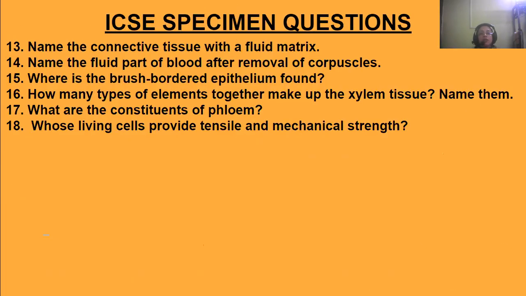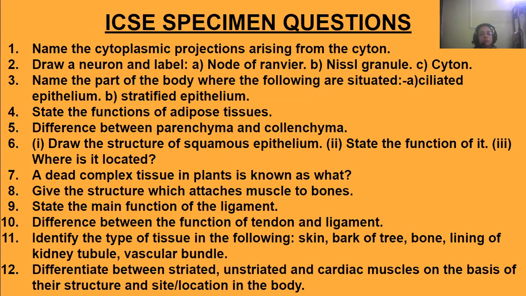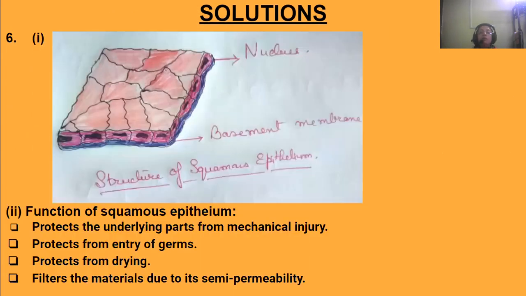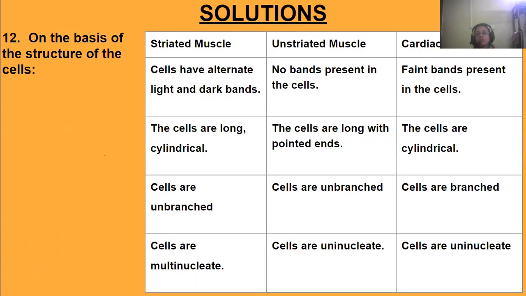Next is: differentiate between striated, unstriated and cardiac muscles on the basis of their structure, their site, and their location in the body. First, on the basis of the structure of the cells.